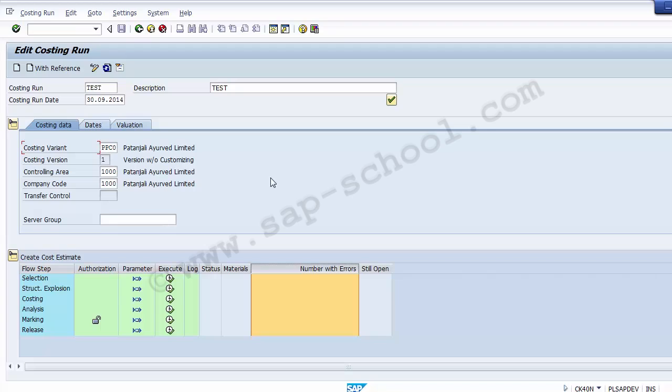So this is how you need to execute the costing run in the SAP system. This is just to give an overview, because you need to do a lot of customizations to go for this costing run, like the variant and all other parameters, which have to be done as part of it.